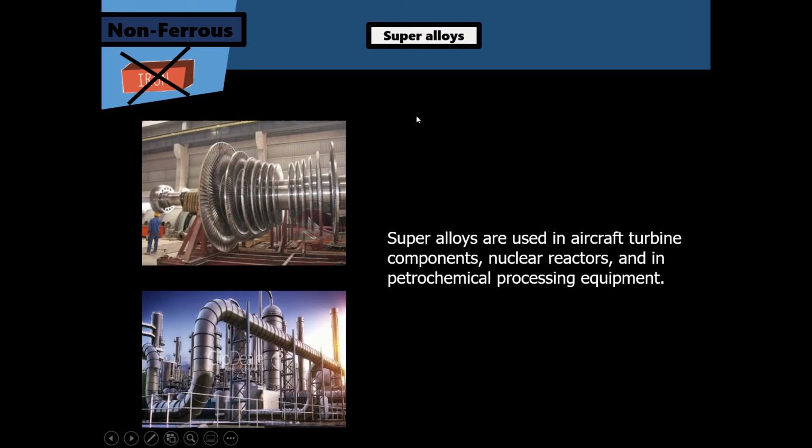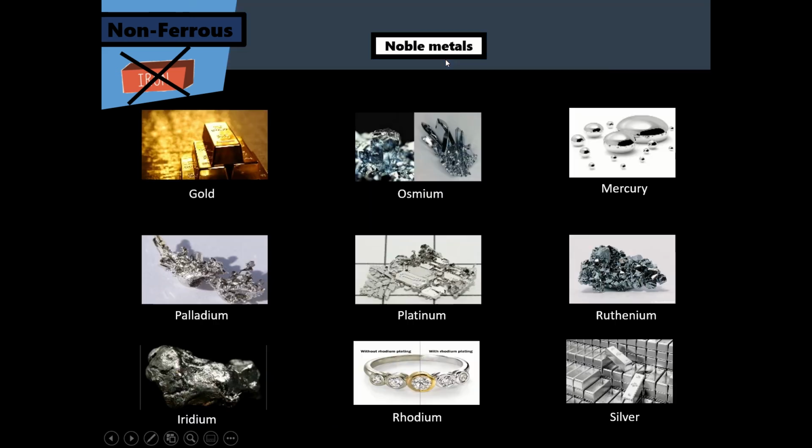Okay. So we also have superalloys. These are used in aircraft turbine components, nuclear reactors, and petrochemical processing equipment. Okay, I'm not quite sure about those.